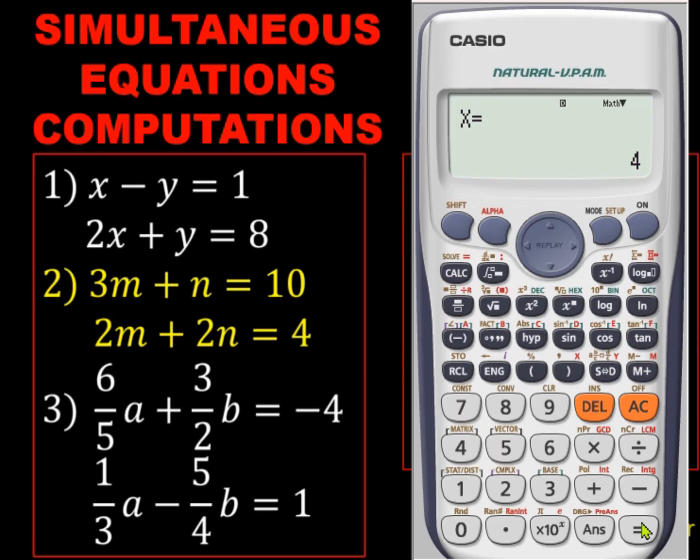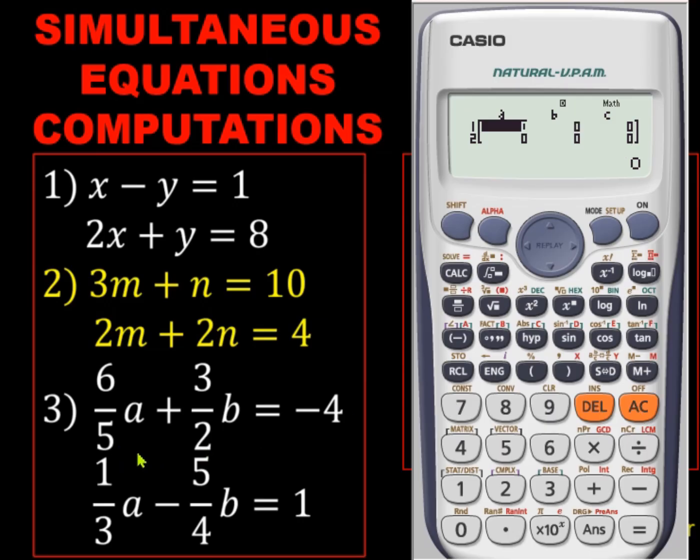So the value for x is 4. So this time around, our x is m. So the value for m is 4. And y is representing n. So the value for n is -2. Let's look at the last question. So you press on the AC and press it on it again.